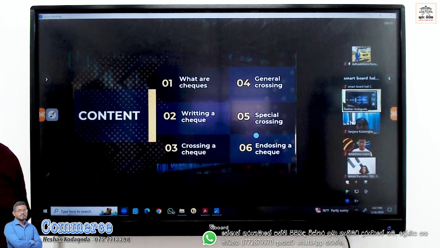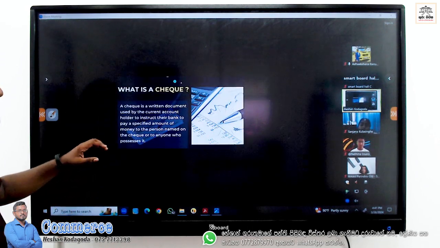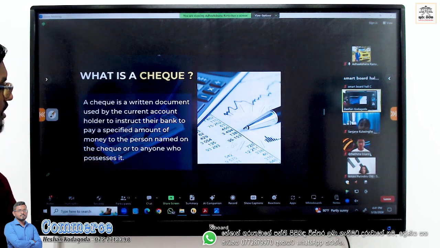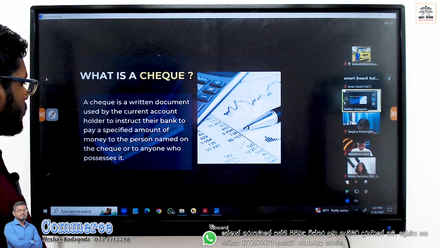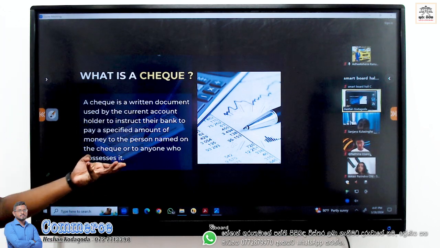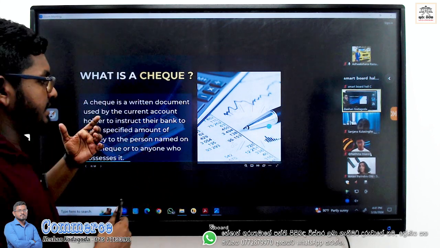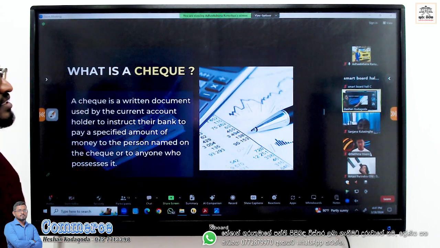I think the first part is what is a check. So in here he discusses what a check is. A check is a written document used by a current account holder to instruct their bank to pay a specified amount of money to the person named on the check or to anyone who possesses it. Okay, this is the check definition. Better if you could explain more things than the slides, right? Okay, let's move to the other one.